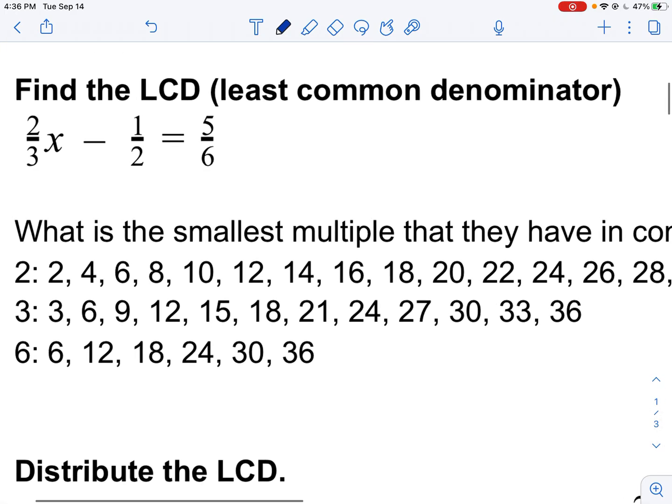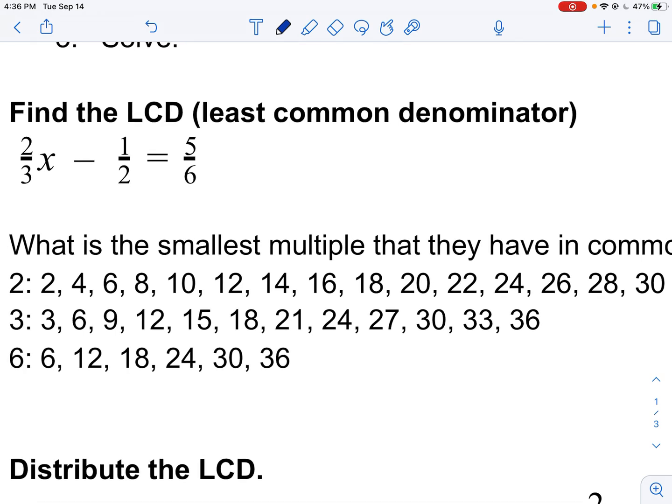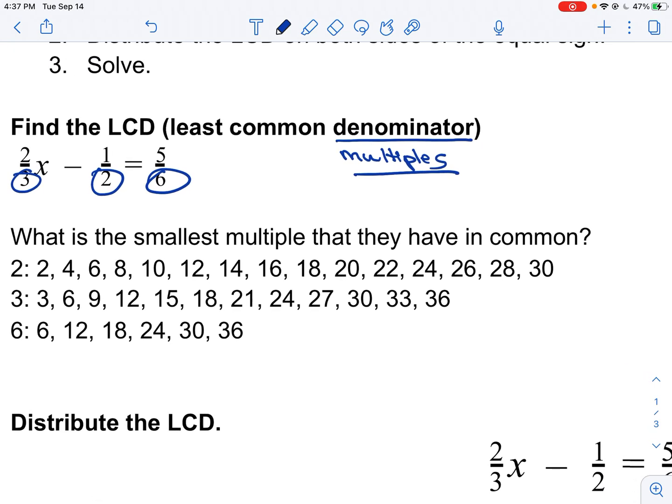We've been given an equation here. Notice how we have 3. By the way, the denominator is the number on the bottom. These are the denominators. The numerator is the number on top. So we want to find the least common denominator. This is finding the multiples of these numbers. So what's the smallest multiple that they have in common?